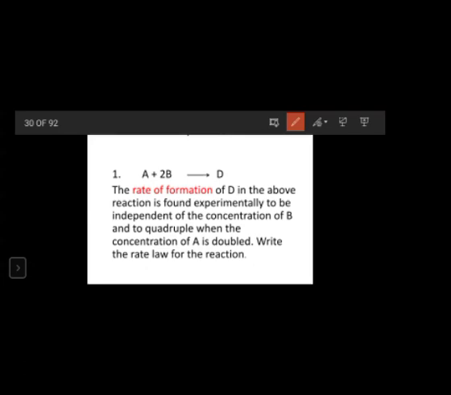And when the concentration of A is doubled, I have told you, when the concentration is doubled and the rate increases four times, it is second order with respect to A. So write the rate law, because it is independent of B. B is a spectator. Don't bother yourself about B. So write the rate law. You just write R-A-T-E is equal to K. K must be there. Into A squared. A must be there, because when you double A, the rate increases four times. Therefore, it is second order. That is the rate law.